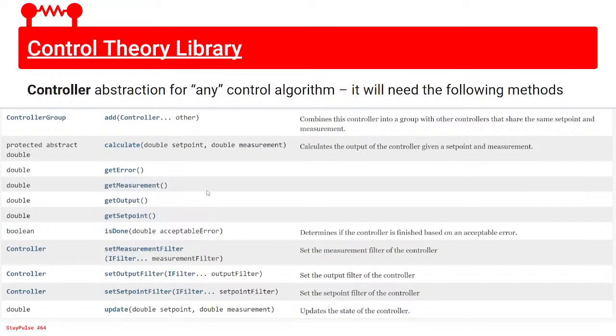There's also these getters, right? Get set point, get output, which is just the voltage it's calculating, get measurement, and get error, which will just do get set point minus get measurement, right? There's also a method isDone, which will tell you if your controller is within an acceptable error. And then there's these three methods over here.